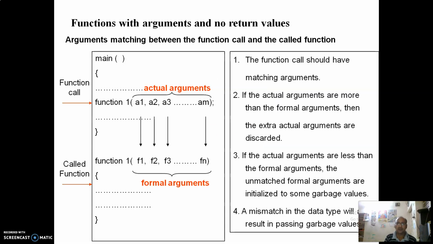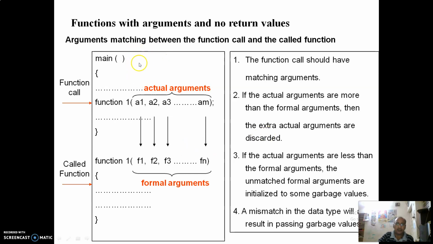Now, function with arguments and no return value. That means the function call should have matching arguments. If the actual arguments are more than the formal arguments, then the extra actual arguments are discarded. If the actual arguments are less than the formal arguments, the unmatched formal arguments are initialized to some garbage value. A mismatch in the data type will also result in passing a garbage value.